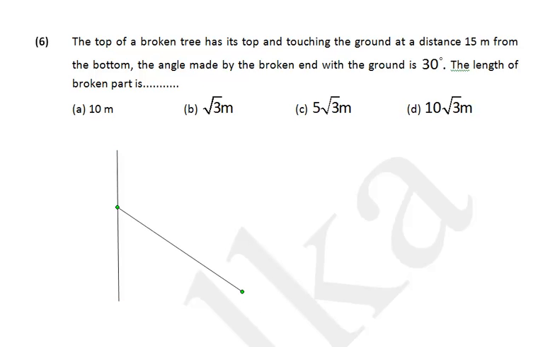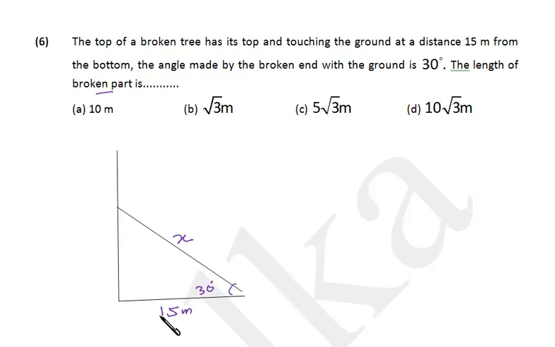Okay, so this is what actually the broken part. Whatever is the length of this part, the same is the length of this part. So this broken part is making 30 degree angle with the ground and top touching the ground at a distance of 15 meters. So this is actually 15 meter. This is the length of the broken part. I assume it to be x. So we have to find out the length of this part, that is the broken part.